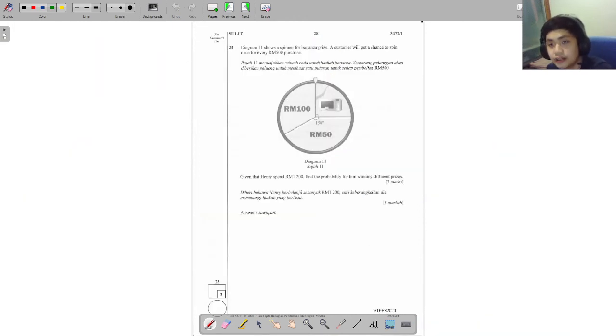So, question 3. Diagram 11 shows a spinner for Bonanza price. Customers will get a chance to spin once for every $500 purchase. So given that Henry spent $1,200, find the probability of him winning different prizes.